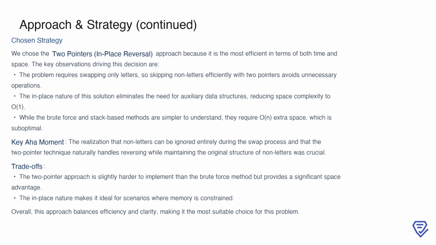By focusing on swapping only the letters and skipping non-letters, this method minimizes unnecessary operations and avoids the overhead of additional data structures. The in-place nature of the solution ensures that space complexity is reduced to 1, which is a key advantage in scenarios where memory is constrained. A crucial insight here is that non-letters do not interfere with the swapping process, allowing the two-pointer technique to naturally handle the reversal while maintaining the string's original structure.